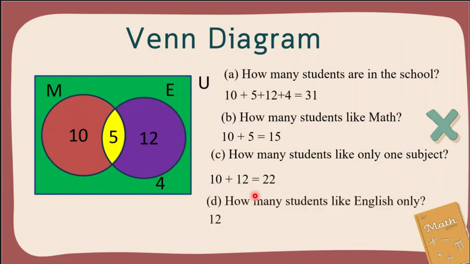Okay. Now the fourth one. How many students like English only? Can you give a try to this? Alright, let's look at it this way. It said English only. Now this is the circle for English. But the people here like math as well, so we can't say they like English only. So only these people like English only. So the people who like English only will be 12.